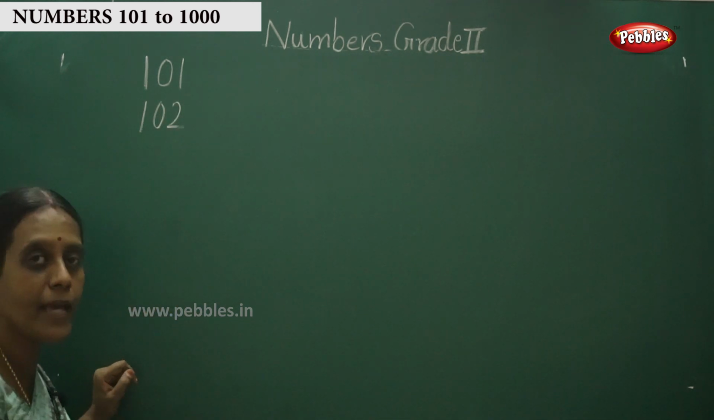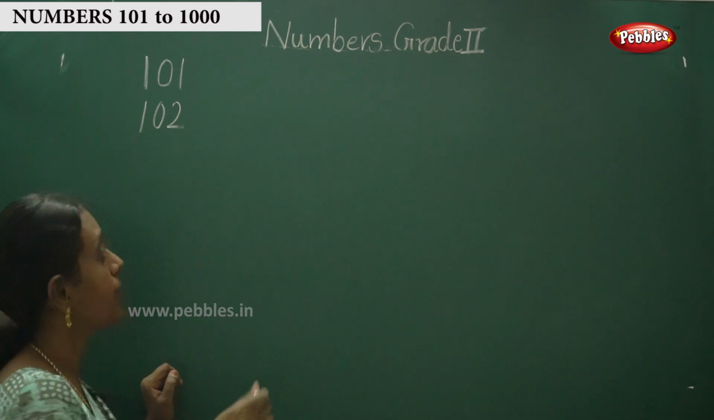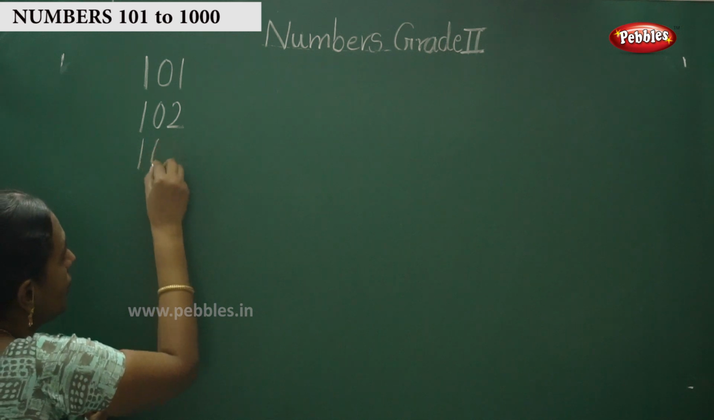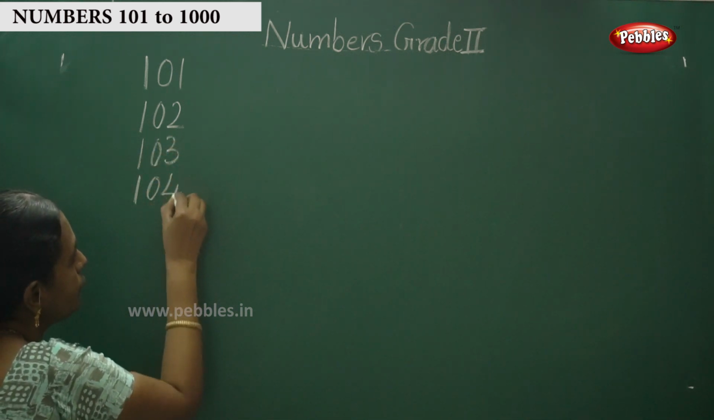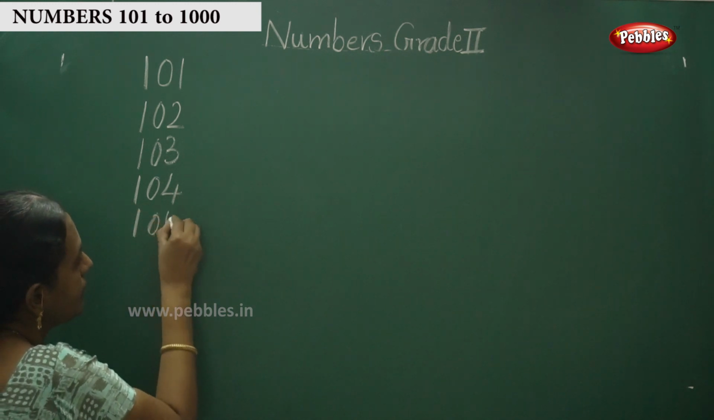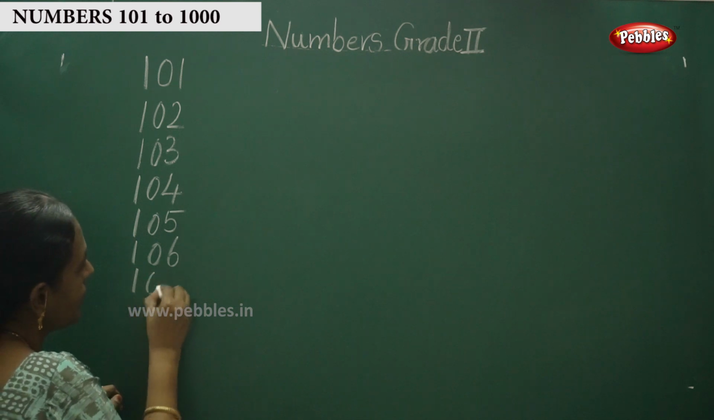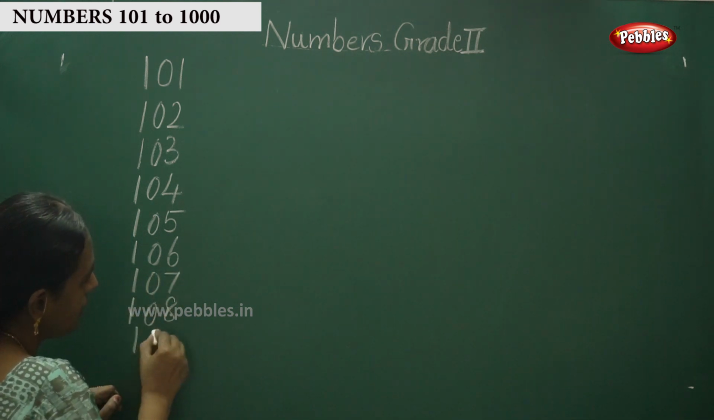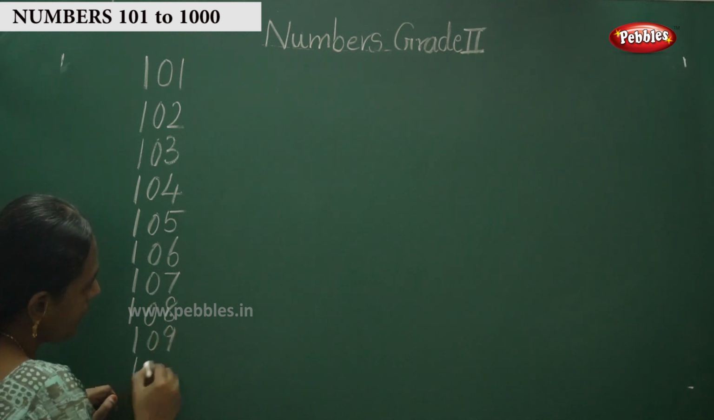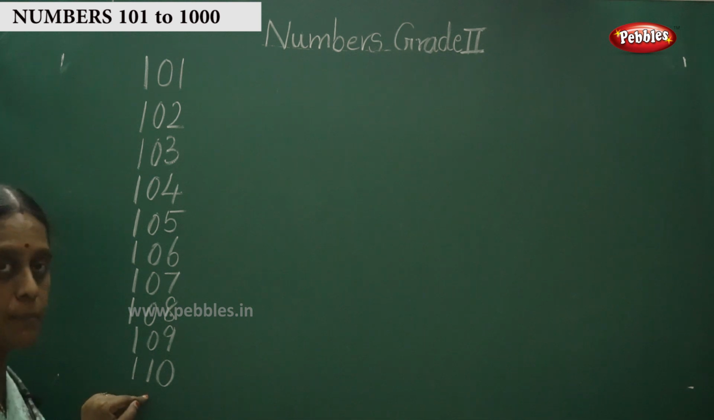How do you say? 102. Okay, 102, 103, 104, 105, 106, 107, 108, 109 and 110. Observe this number.